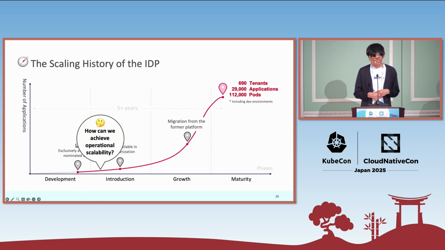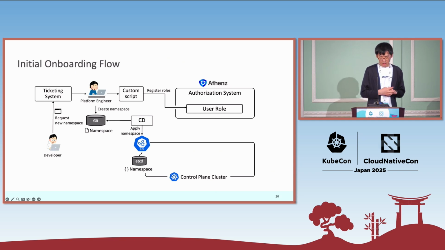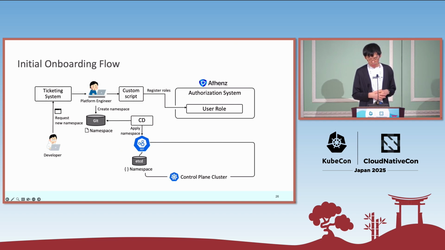The second challenge is operational scalability. At this point, we were operating the platform with about 5 or more people. However, we need to establish automation in preparation for making it public to the organization. A prime example of such operational challenges is the onboarding process. That means the back end when developers start to use the platform.